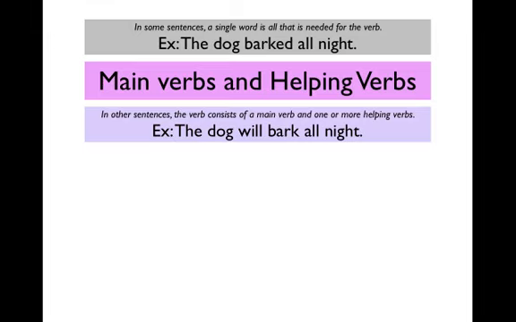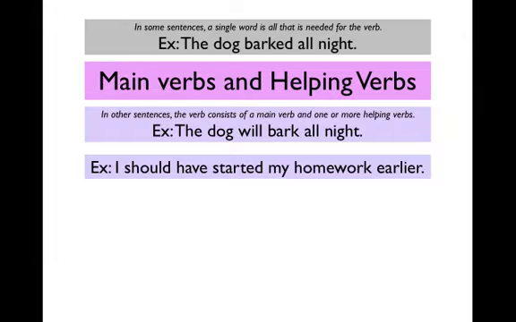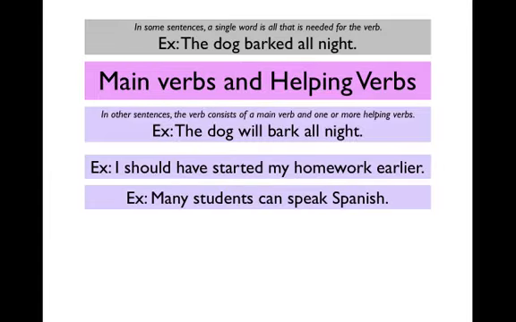For example, the dog will bark all night. In this sentence, our verb isn't just all by itself. It's not just bark, it's will bark. Another example that has helping verbs is I should have started my homework earlier. Many students can speak Spanish. So you see in that first example, will bark is our verb phrase with the helping verb will. Should have started is the entire verb phrase. Can speak is the entire verb phrase.